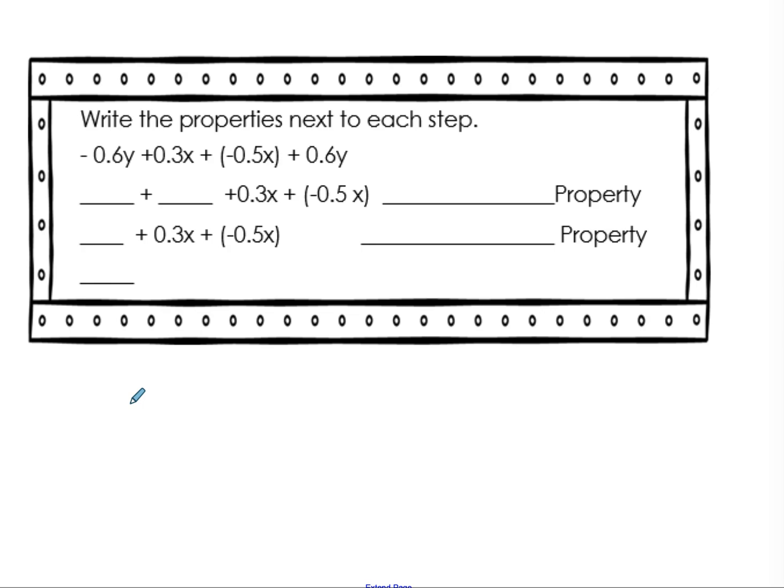All right. This time we're actually writing in the properties that we used. You've seen ones like this before in both chapters 1 and 2. But it applies in chapter 3 as well. We're still using those addition and multiplication properties. So write the properties next to each step. I have -6/10 y plus 3/10 x plus -1/2 x plus 6/10 y. Okay, so like terms need to be next to each other. So I'm going to do 6/10 y and -6/10 y next to each other. Okay, so that is commutative property.